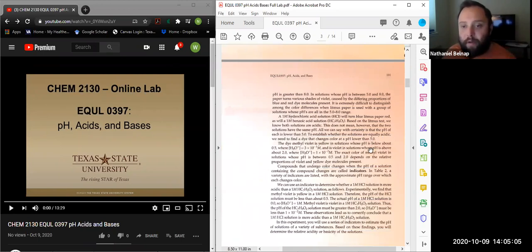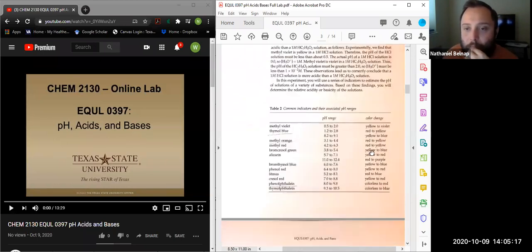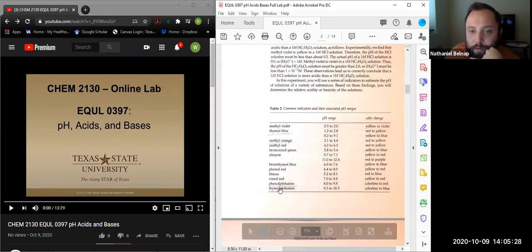And again, you guys have already read about the litmus indicators. There are specific ones for bases and acids. And here is a list of different indicators. If you guys have already read the procedures, we're using thymol blue, methyl orange, and phenolphthalein.